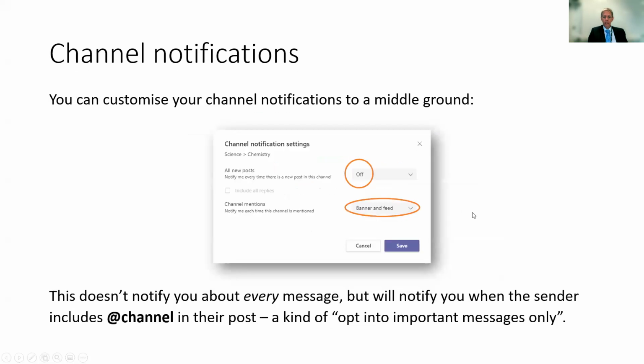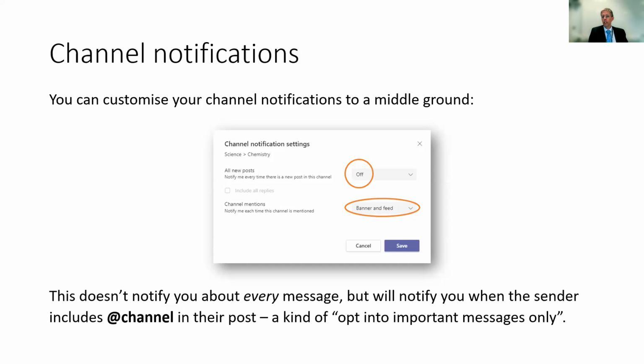You can actually achieve a middle ground with the channels so that you don't get notified by every single message, but that you do get notified whenever the person who's written the message has included the mention @channel, or they can use the actual name of the channel. And this kind of gives a 2-tier to the message system, that some messages are kind of information only, and then the important messages in a channel are then flagged by using the @channel flag. It's a little bit like using @team, but just for the channel.